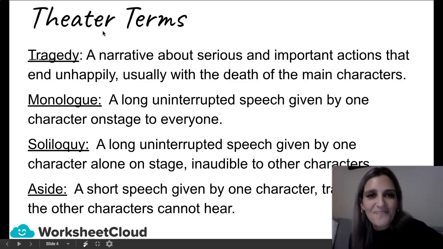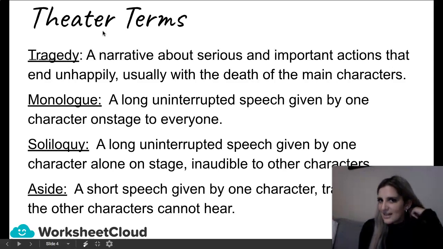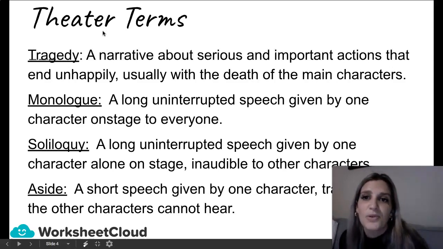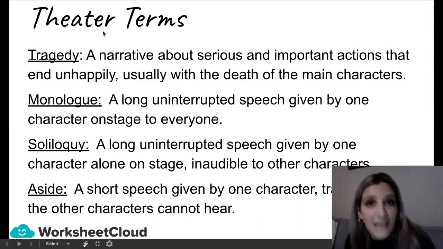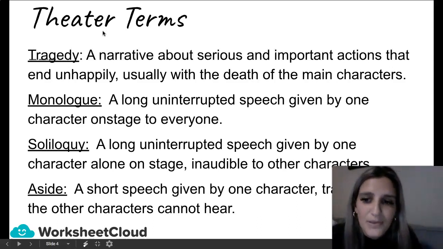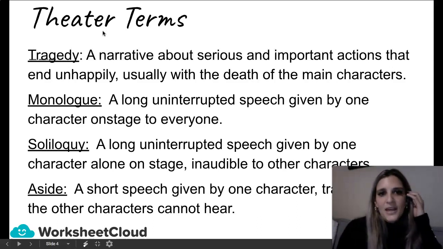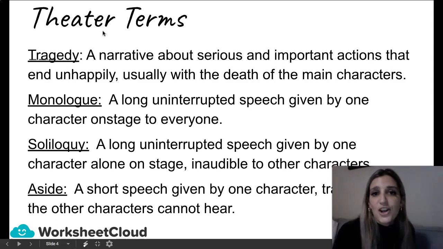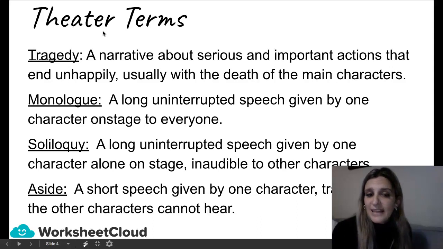Look at us learning. So tragedy, that's a narrative about a serious and important action that ends unhappily, usually with the death of the main characters, which is exactly what happens in Romeo and Juliet. Then a monologue is a long, uninterrupted speech given by one character on stage to everyone. A soliloquy is a long, uninterrupted speech given by one character alone on stage, inaudible to other characters.